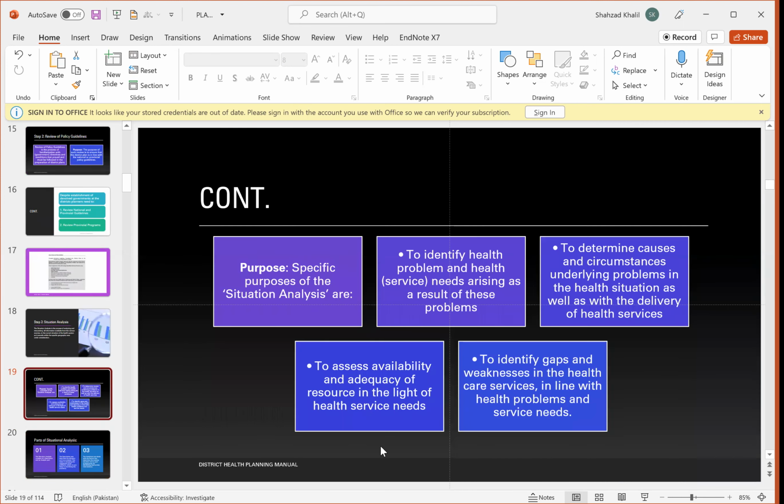Purpose. The specific purposes of the situational analysis are to identify health problems and the health service needs arising as a result of these problems, to determine causes and circumstances underlying problems in the health situation as well as with the delivery of health services. Next, to assess availability and adequacy of resources in the light of health service need. And last, to identify gaps and weaknesses in the healthcare services in line with the health problems and service needs.